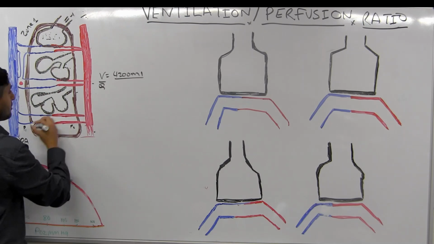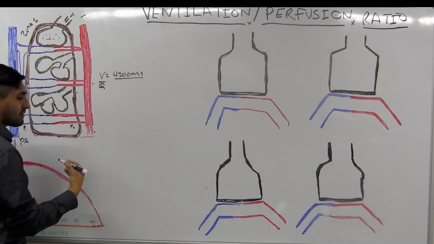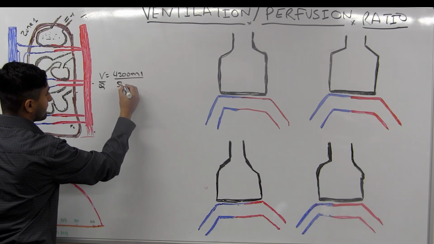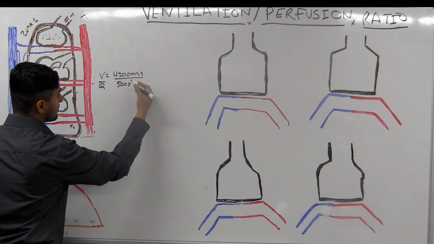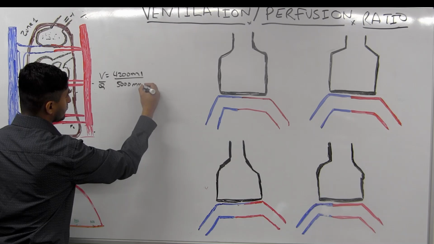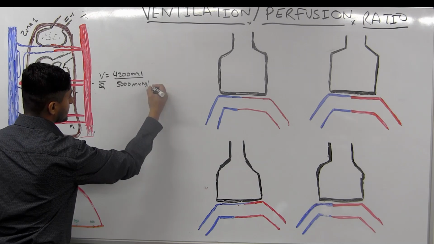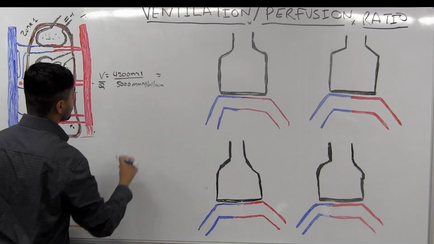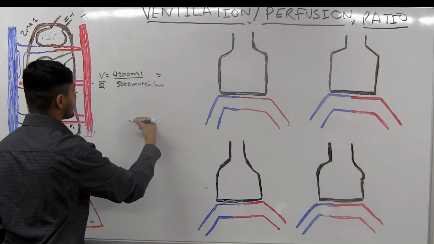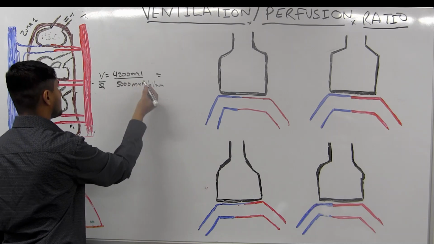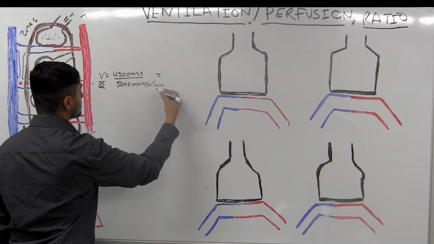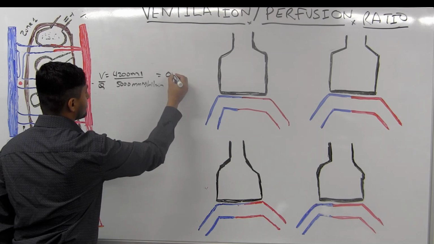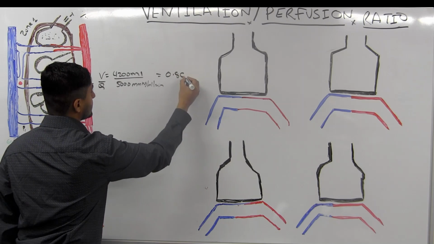Usually that is about 5 liters per minute, or you say 5,000 ml per minute. You have to know that too. And in that case, all the units cancel out, and if it's 4,000 and 5,000, you get probably 0.84 or something. Anything around 0.8, let's write this down.